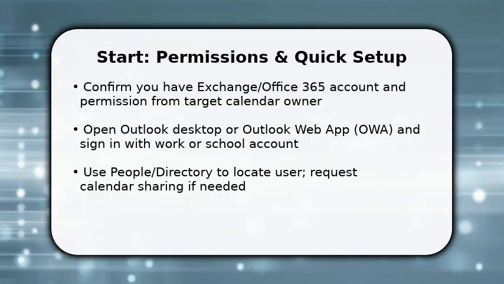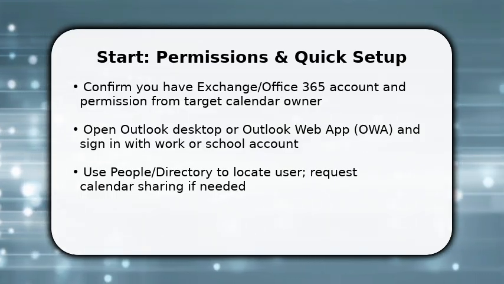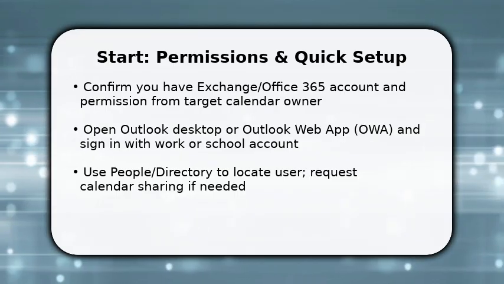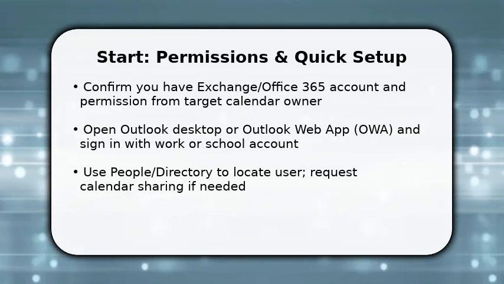If their calendar doesn't appear, send a sharing request now. A short message asking for reviewer or higher lets you see details. This begins the viewing process immediately.